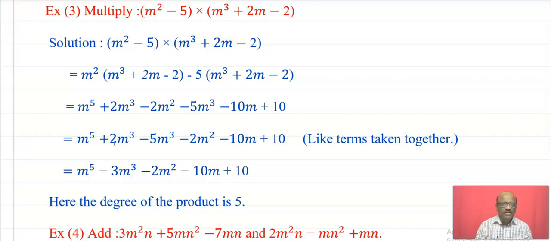Now here is only, that is operation, that is 2m cube and minus 5m cube. Now these two terms have different signs. Therefore 5 minus 2, that is 3. And what is the sign for the bigger term, the greater term? It is a minus sign.